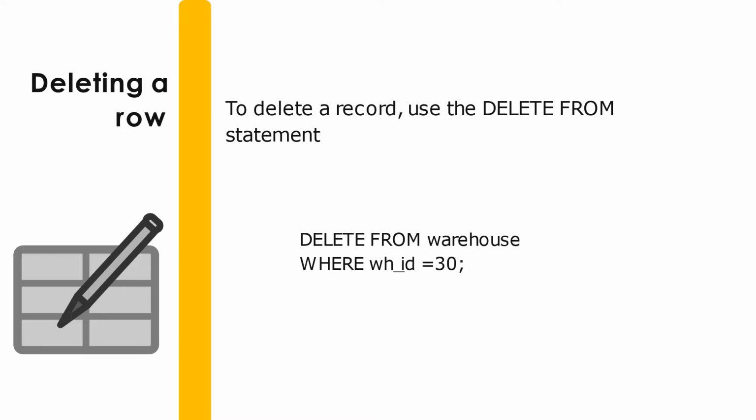The following is the syntax to delete a record in our table. We start with the delete from keyword, the name of our table, the where clause, and then the condition that we need to satisfy. In this case, we are deleting all of the records in our warehouse table wherein our WHID is equal to 30.